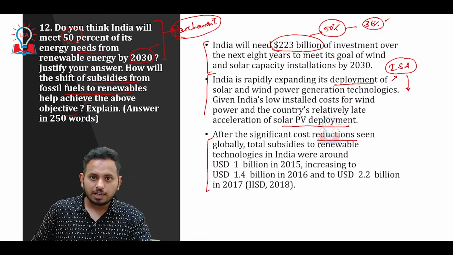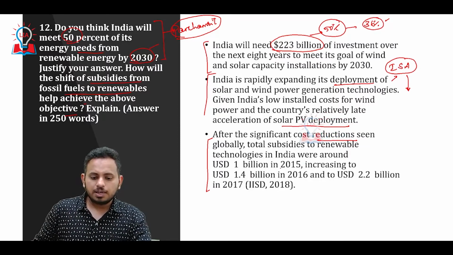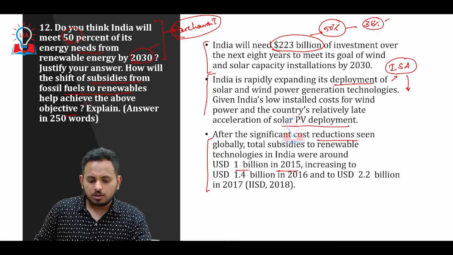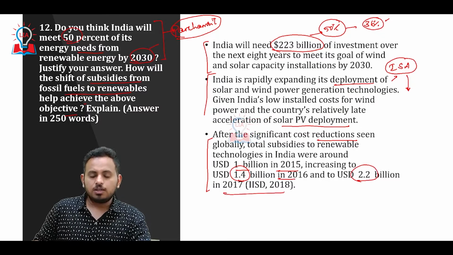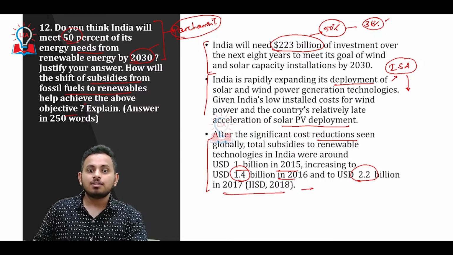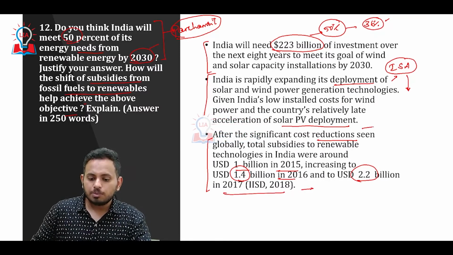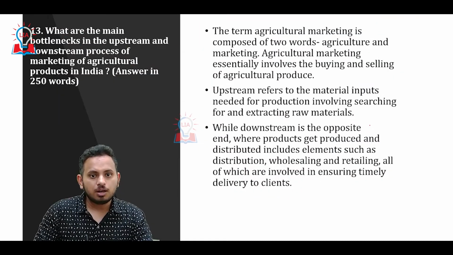After a significant cost reductions, you can see here, the question asks about the subsidies also. Okay, for the renewable energy, the subsidy in 2015 was 1 billion, increasing to 1.4 billion in 2016 and 2.2 billion in 2017. So the subsidies have been increasing. At the same time, this is pushing people to adopt renewable energy.